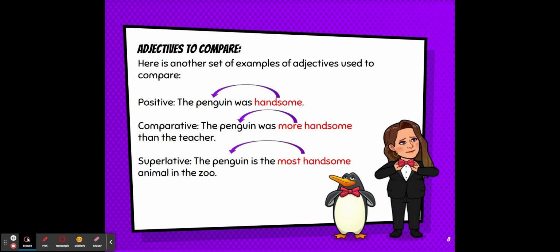Here is another set of examples of adjectives used to compare. Positive, the penguin was handsome. Here, I am not comparing this penguin to anybody else. It's just a statement. Comparative, the penguin was more handsome than the teacher. Now I'm comparing the penguin and the teacher in this Bitmoji. And superlative, the penguin is the most handsome animal in the zoo. Most handsome is comparing the penguin to all the other animals. Of course he's the most handsome in his little tuxedo.